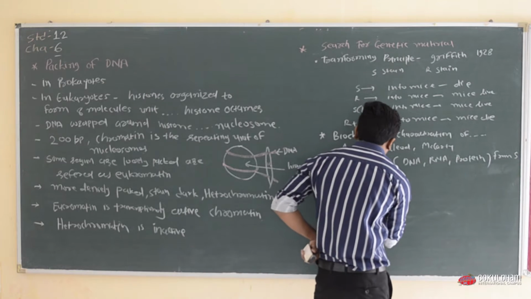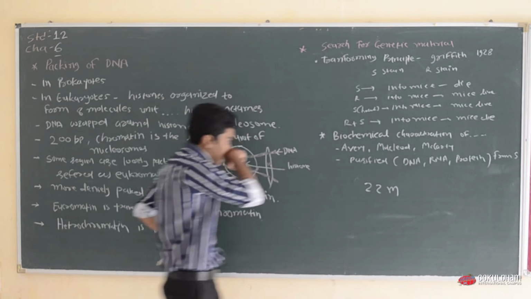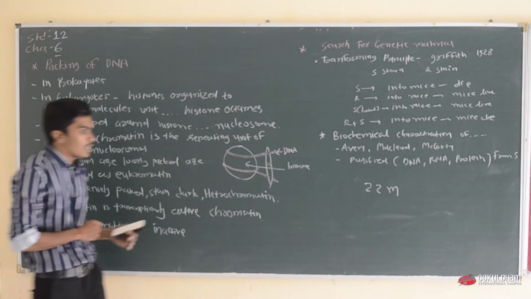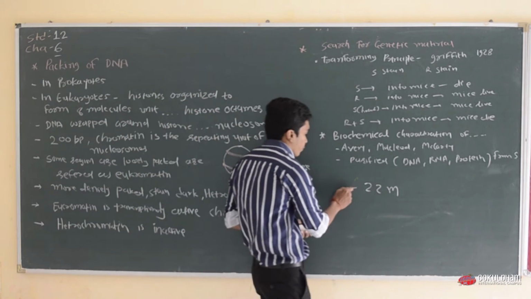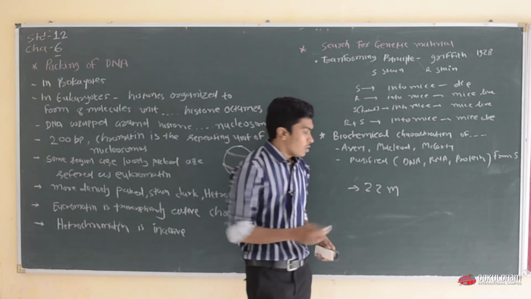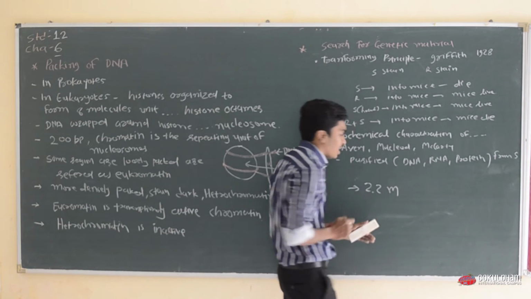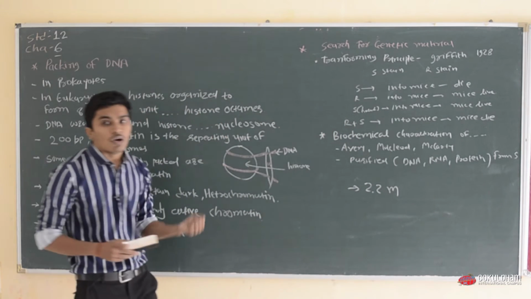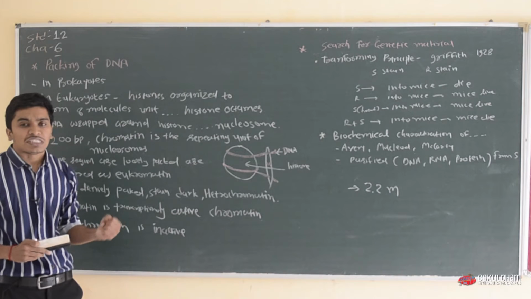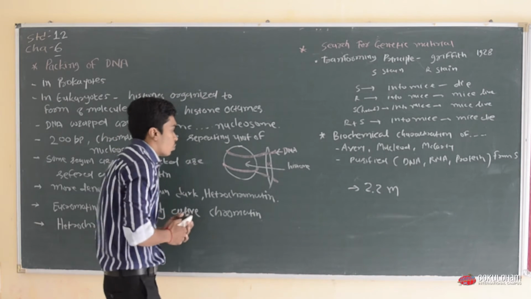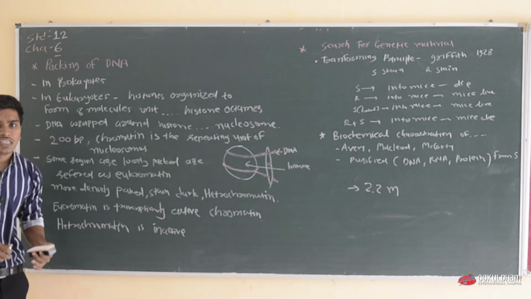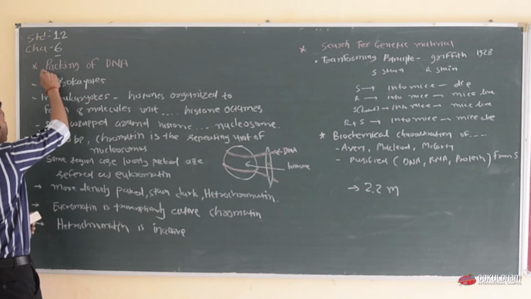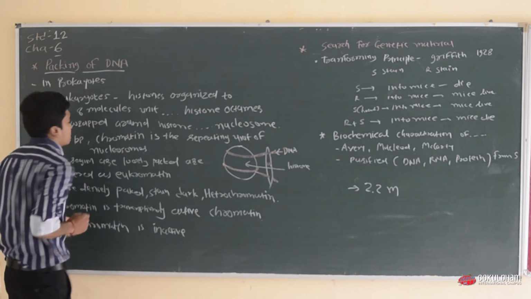Now you know the diameter of the cell and the diameter of the nucleus. So it is necessary to package this DNA in such a manner that it requires less space in the cell. How this DNA is packaged in the cell, that we will discuss in today's class.